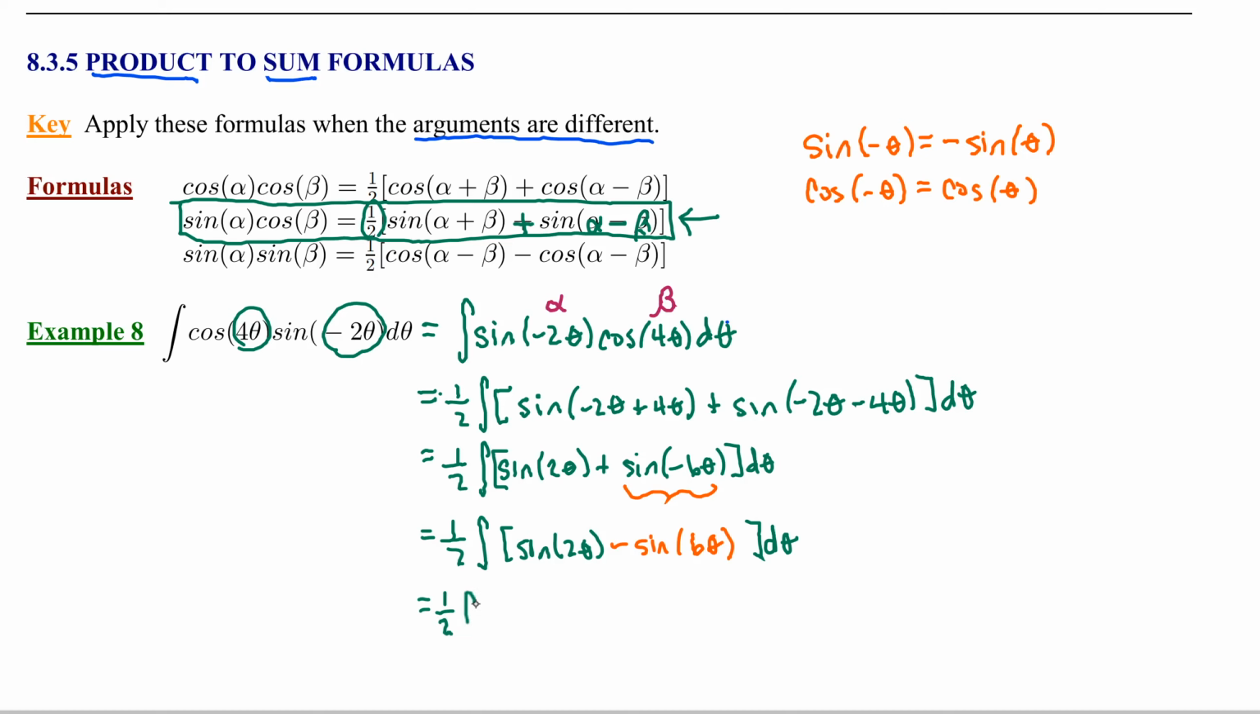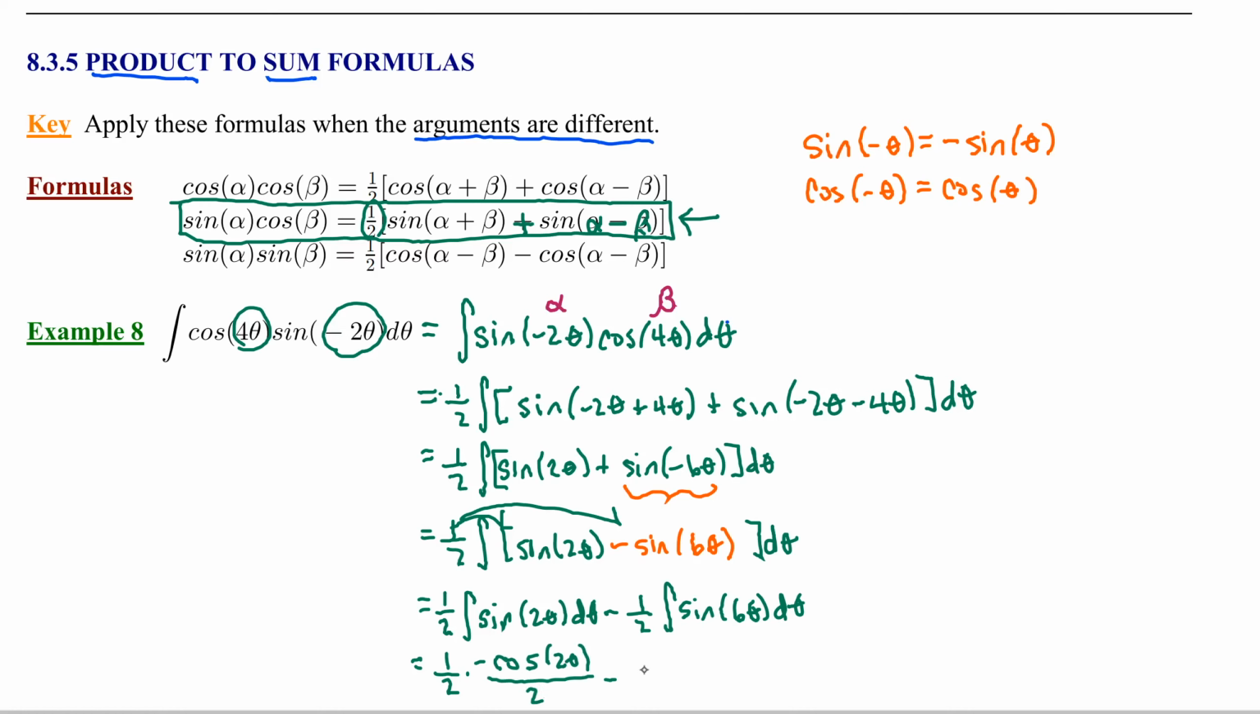So we have now 1/2 times the integral of sine of 2 theta d theta. Don't forget this coefficient 1/2. We're going to distribute it to both terms. Minus 1/2 times the integral of sine of 6 theta d theta. Integrating with respect to theta, we know the antiderivative of sine is negative cosine of 2 theta, but we need to divide by the derivative of the argument. And here we have minus 1/2 times the antiderivative of sine of 6 theta, that's negative cosine of 6 theta, divided by the derivative of the argument, and we are ready for a plus c.